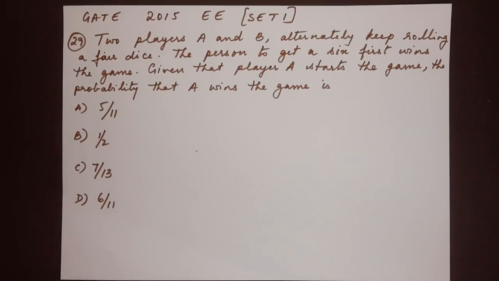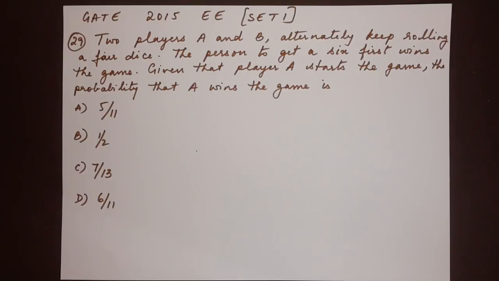Here's the next question, number 29. Two players A and B alternately keep rolling a fair dice. The person to get a 6 first wins the game. Given that player A starts the game, the probability that A wins the game is. So we have our four options: 5 by 11, 1 by 2, 7 by 13 and 6 by 11.